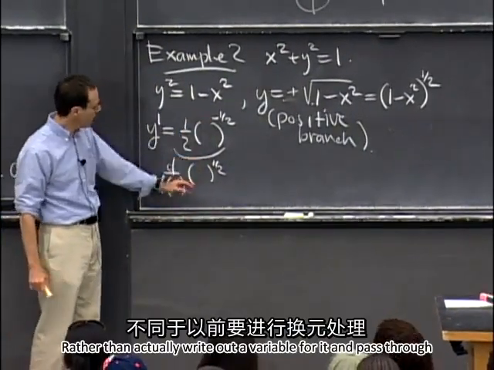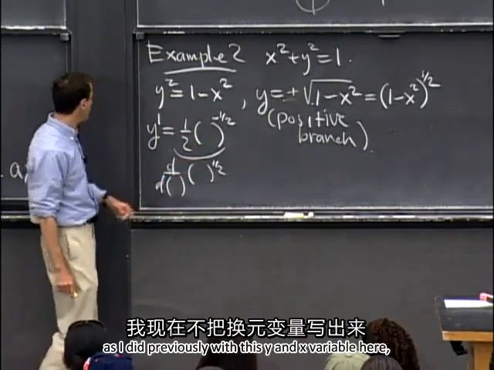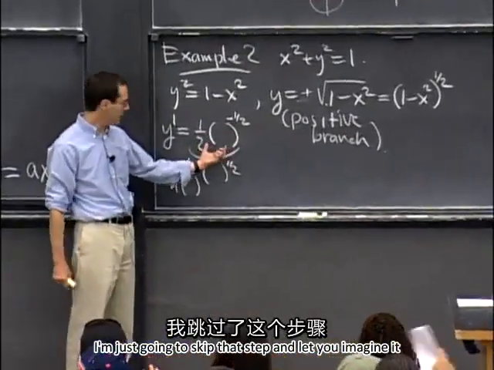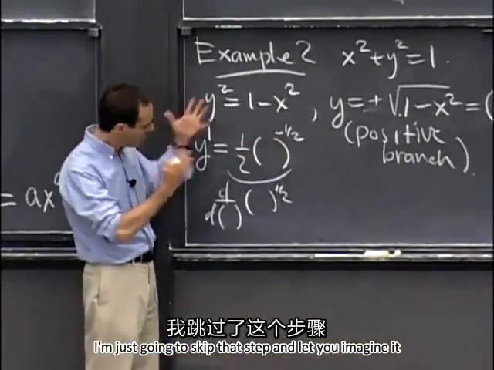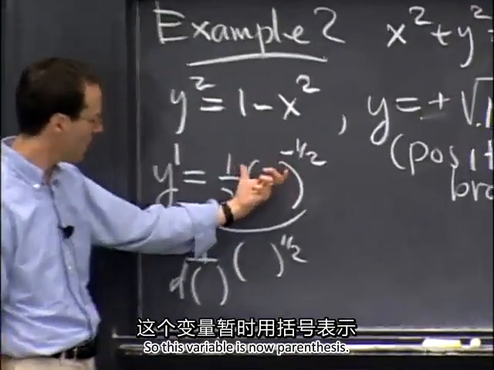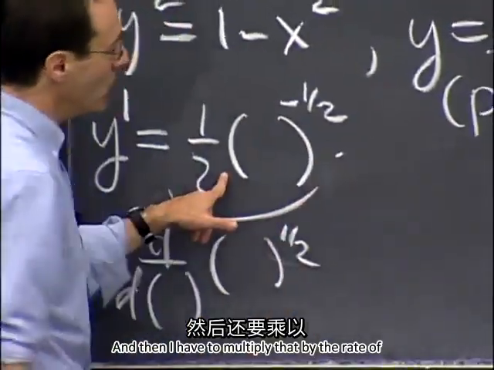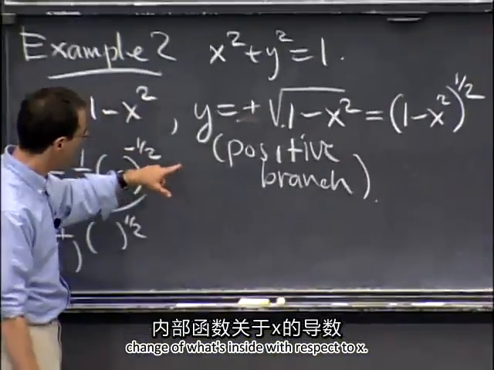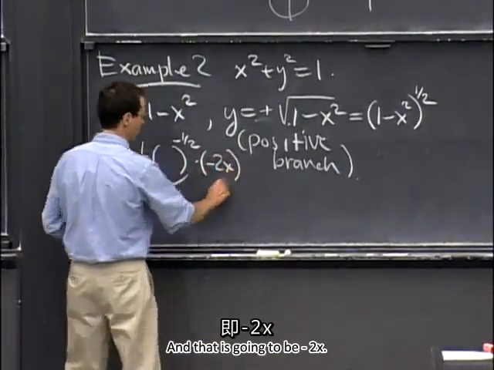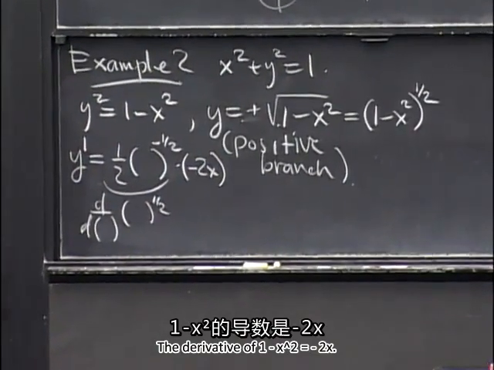Rather than actually write out a variable for it, and pass through, as I did previously with this y and x variable here, I'm just going to skip that step, and I'm going to let you imagine it as being a placeholder for that variable. So this variable is now parenthesis. And then I have to multiply that by the rate of change of what's inside with respect to x, and that is going to be minus 2x. All right, the derivative of 1 minus x squared is minus 2x.